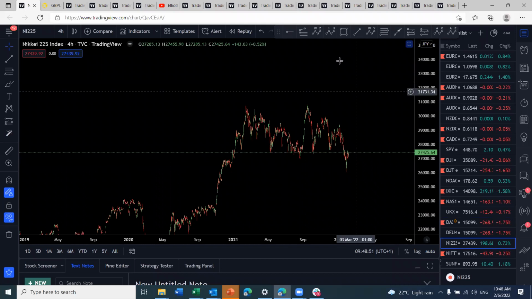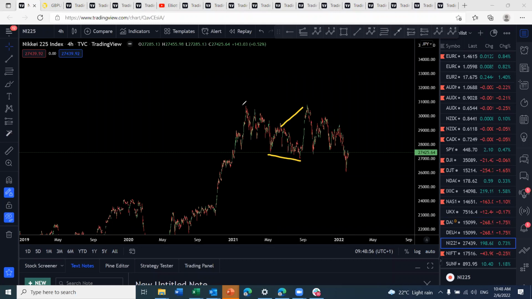Nikkei, is that structure that we've been looking at going to play out now? Looks likely. We've got 3 waves down, we've got 3 waves up, we've got another 3 waves to the downside. Do we start seeing the Nikkei push to the upside?